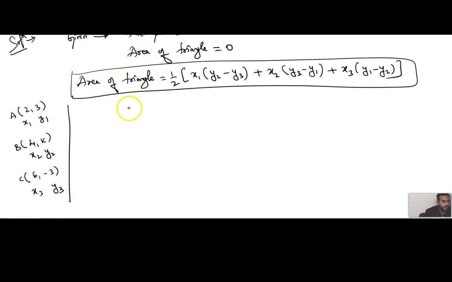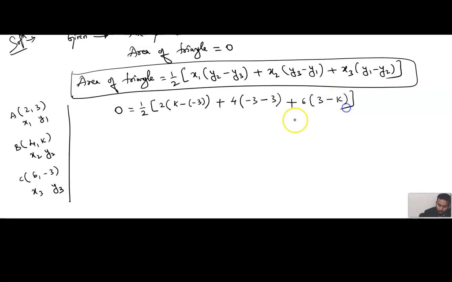But already we know that the area of triangle is 0, since they are collinear. Understood? Directly we can substitute: area of triangle equals 0, equals half into x1, which is 2, into (y2 is k minus y3 is minus 3). One more minus we are getting, so we write in bracket k minus of minus 3, plus x2 is 4 into (y3 is minus 3 minus y1 is 3), plus x3 is 6 into (y1 is 3 minus y2 is k). Close the bracket.